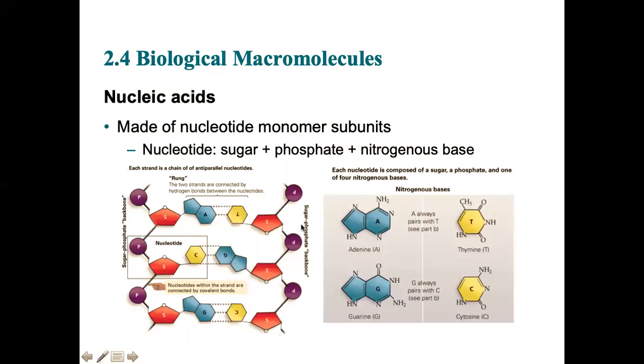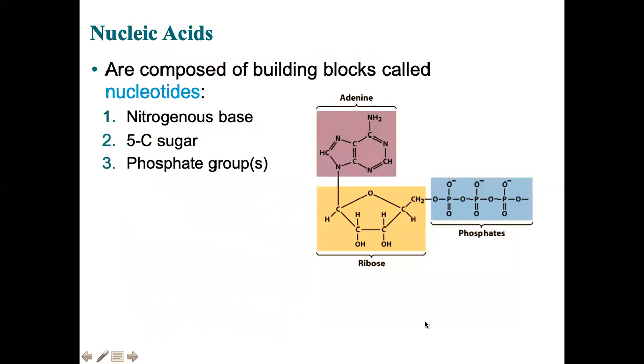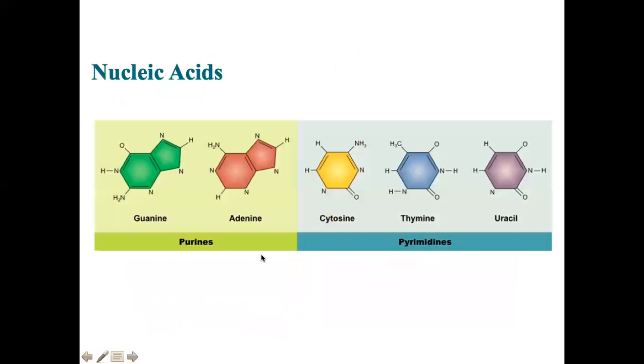And what's represented here is DNA. There are 4 different nitrogenous bases that we can talk about, but let's look at it one more time. You have a sugar, you have a phosphate group, and you have a nitrogenous base. So different nitrogenous bases that you can have: guanine, adenine, cytosine, thymine, and uracil.